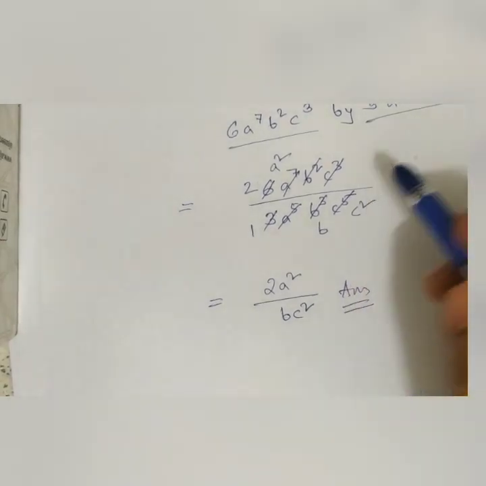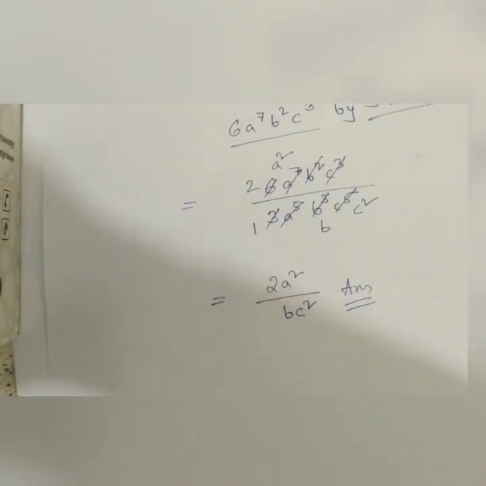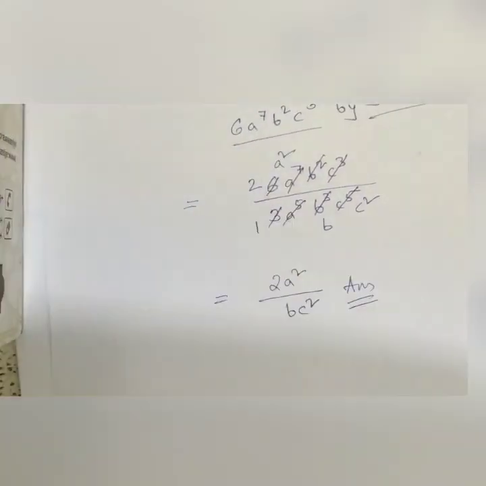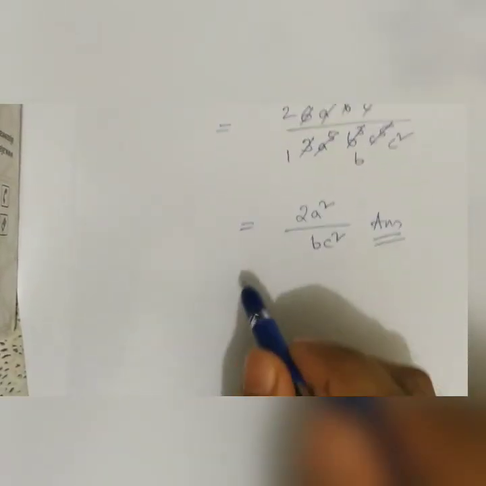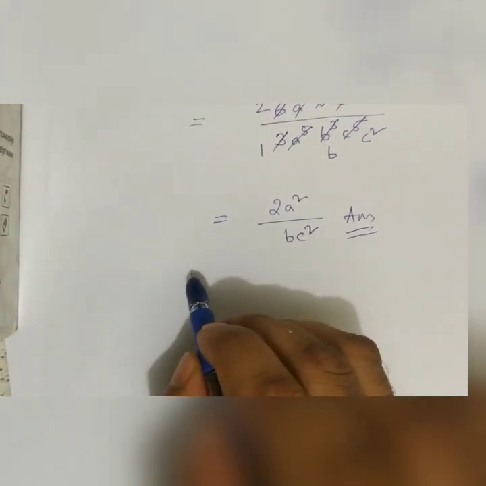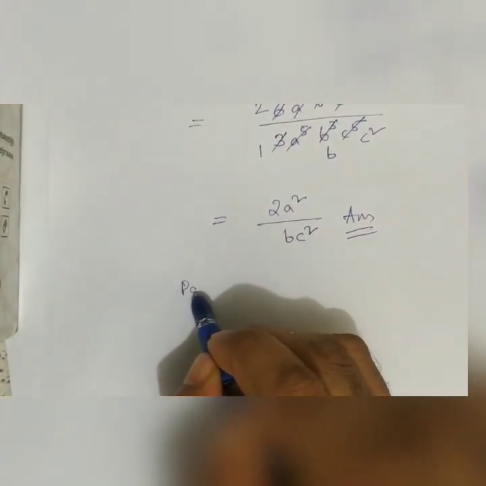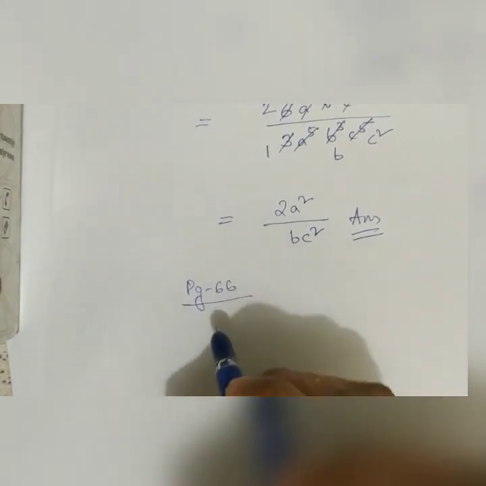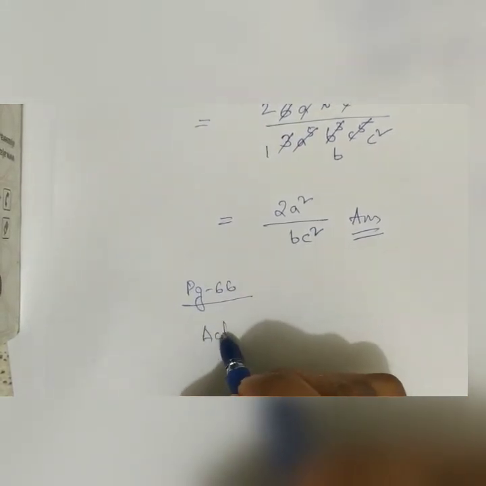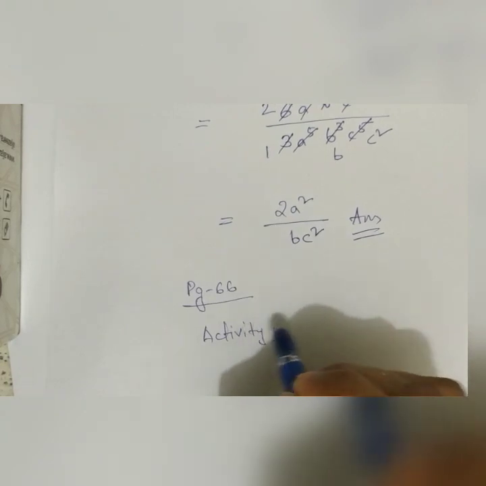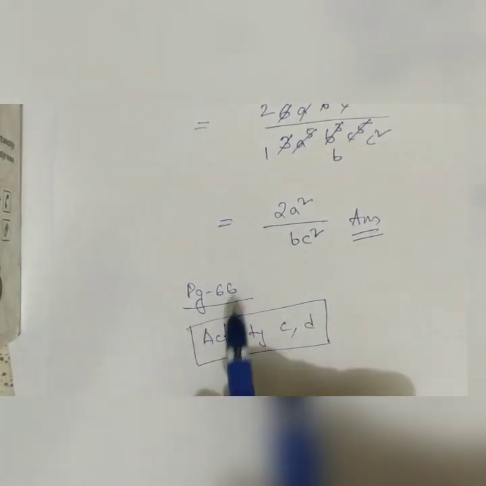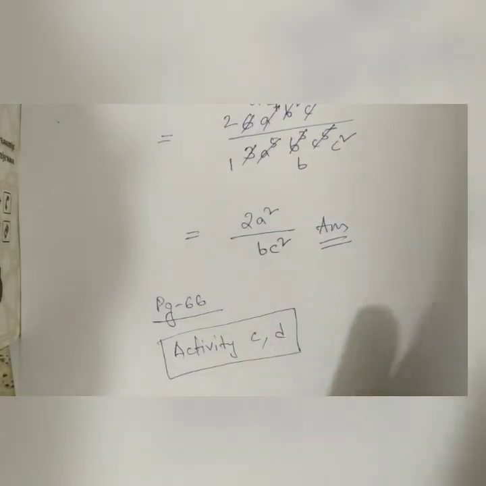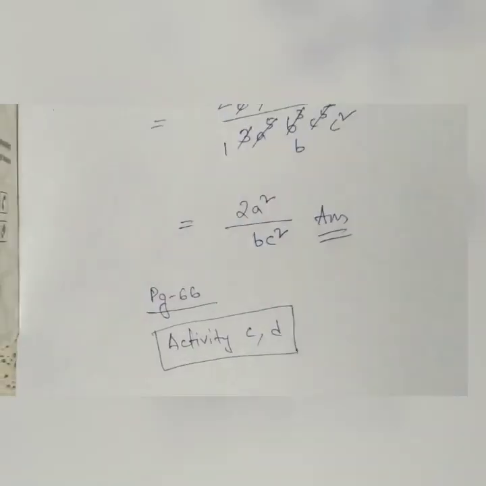Got my point? Okay, so these are very simple. Monomial by monomial division is very easy. I would suggest you to complete the task from page 66, activity C and D. Okay, complete from page 66, activity C and D. Okay, now let's move on further.